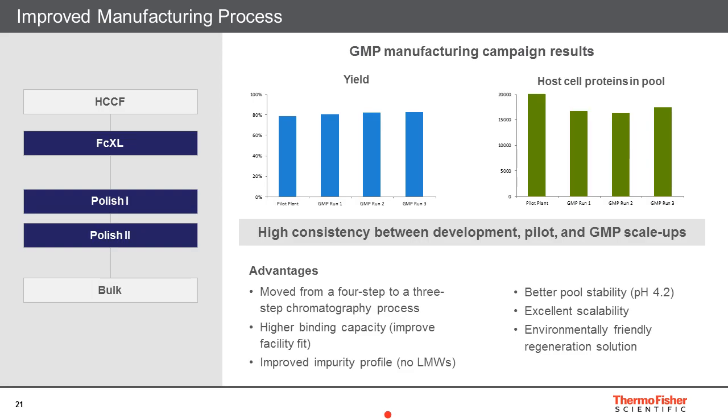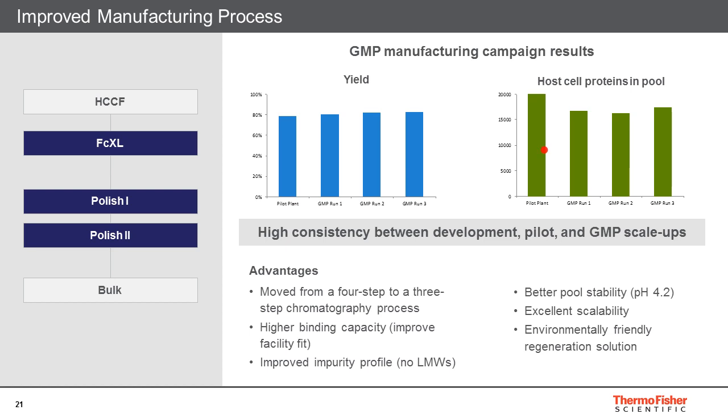Subsequently, what Roche did is they used the material to go from the pilot plant into their 3 GMP runs and compared it both in yield as well as the host cell proteins in the pool. And what you can see is that they had very good consistency going from pilot into GMP 1, 2, and 3. Similar and actually slightly better for the host cell proteins in the pool from pilot into GMP.